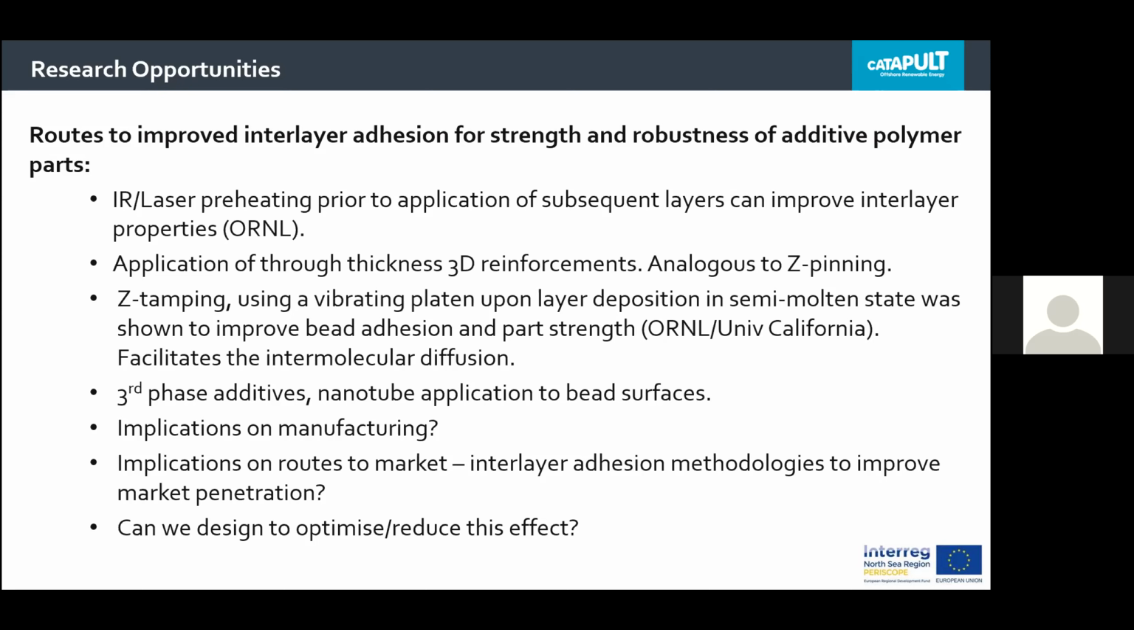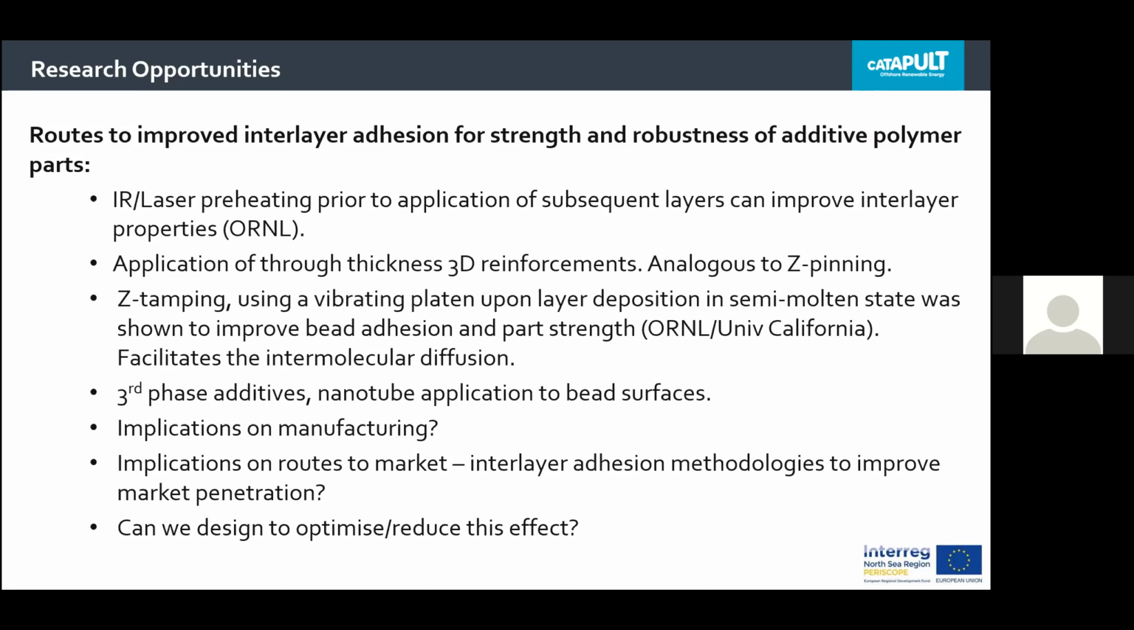Another approach in the literature, I think this was done on more of a desktop based system, but I don't see why this isn't applicable to larger AM platforms. They basically applied a carbon nanotube outer coating on the deposited beads, and applied an electric field and some sort of plasma treatment to effectively weld the beads together. So, these are just current approaches in the literature.